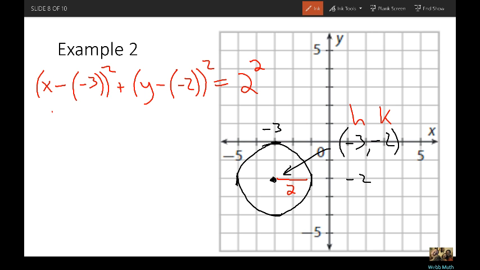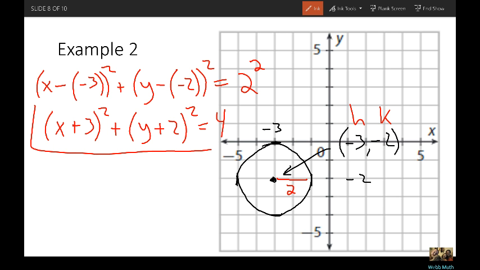Let's see. X minus a -3 is really just x plus 3. And that's being squared, plus y minus a -2, which is negative times a negative, is a positive. In this case, +2, all being squared, and then 2 squared is really just 4. Okay, so as you can see, from the graph, I derived an equation of my circle. And it works that way.